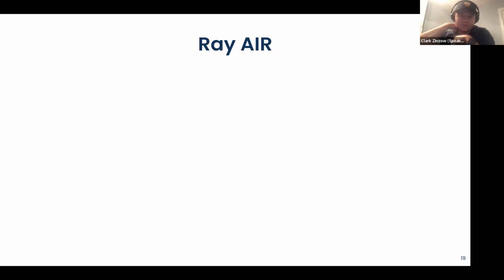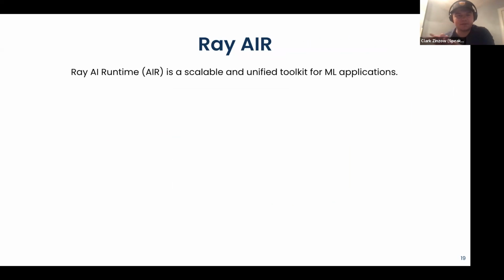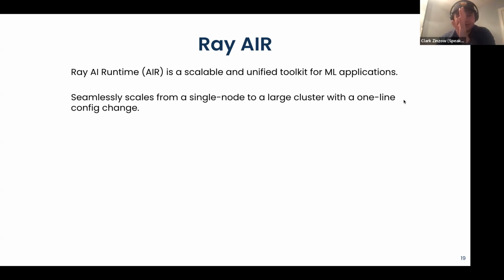This is our higher level library that's targeting your ML pipeline, and it has some higher level abstractions that will hopefully make a good bit of sense and make it a lot easier to program your machine learning pipeline on top of Ray. It's a scalable unified toolkit for ML applications. One of the core goals is you can take your single node machine learning pipeline code, that really simple little flow that we showed earlier, and then with a one-line config change, you can scale it up to a large cluster.